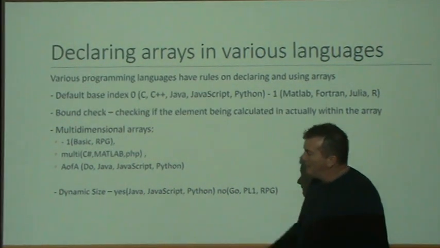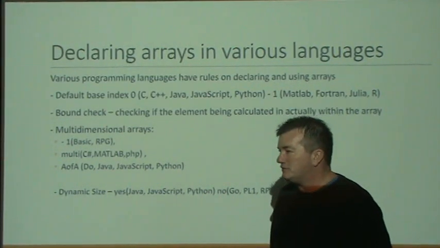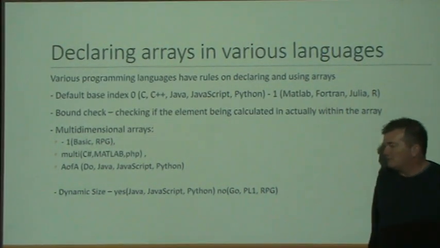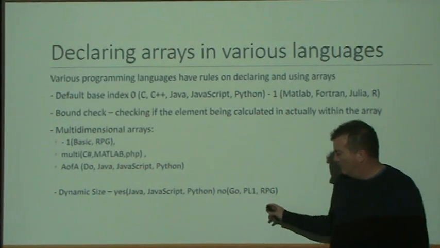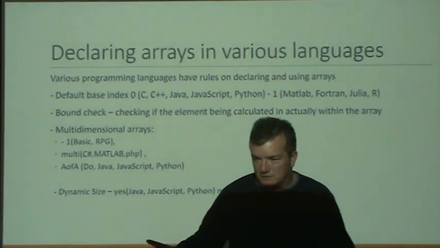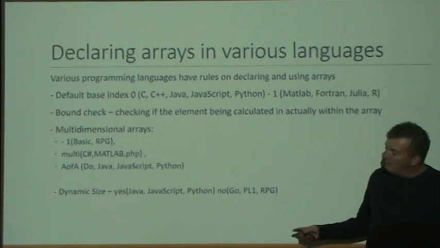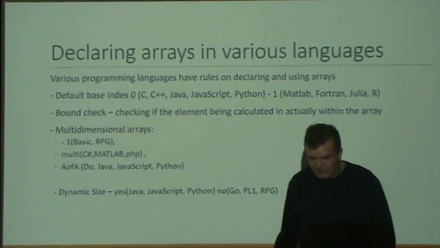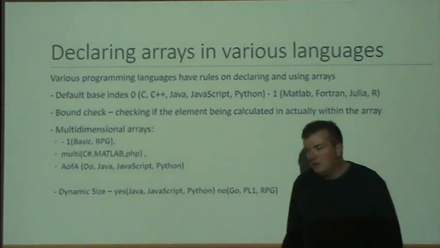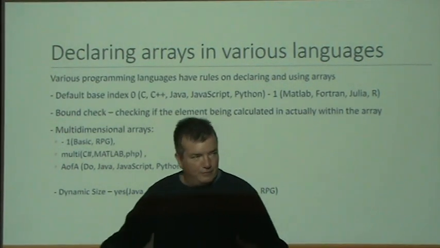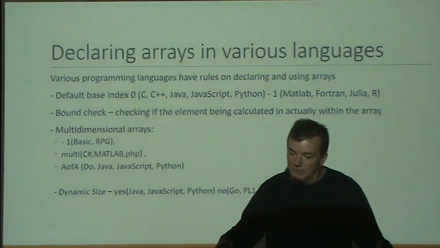So can we dynamically change the size of an array? There's advantages and disadvantages to doing this. But there are languages who say yes to this, Java, JavaScript, Python. There are also languages that say no, like Go and PL1 and RPG. They do not let you adjust the size of the array once it's established. So what are the advantages and disadvantages of having the arrays grow and shrink dynamically? Well, okay, so suppose you had an array of 32 teams, and then baseball decides to add 2 more teams. So you'd like the array to go up to 34.